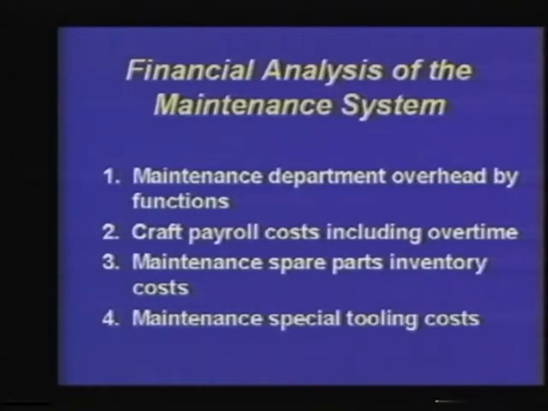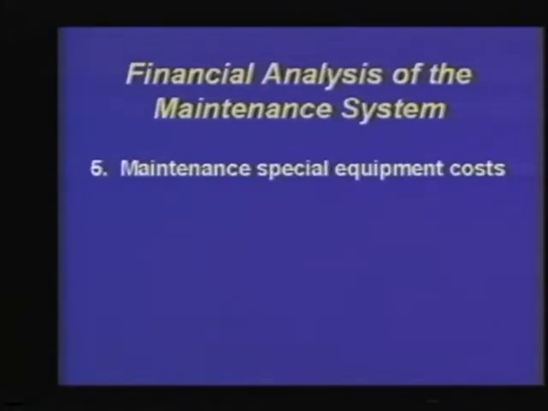Item 4 would be the cost associated with any special tooling. When you set up a PM and a major or minor overhaul, you may find that you have to procure some additional tooling to support the entire maintenance planning and scheduling program. Likewise, is there any special equipment that would be required? Now, if you're going to install predictive maintenance applications, you probably are not going to purchase the equipment outright, but you will probably lease or rent the equipment with option to purchase.